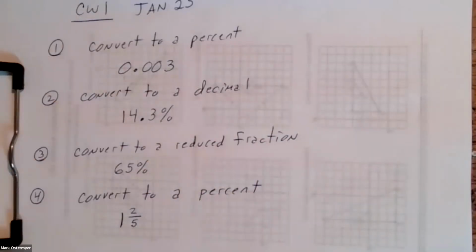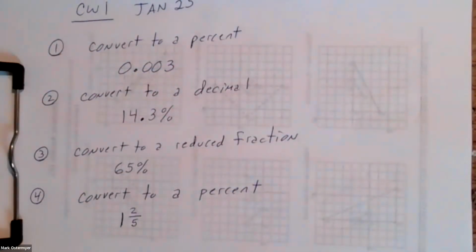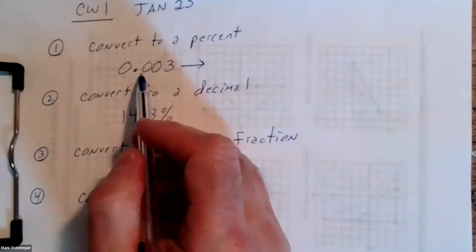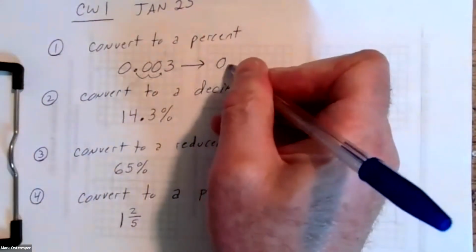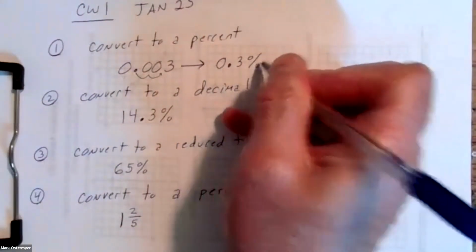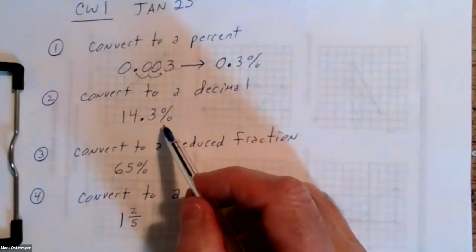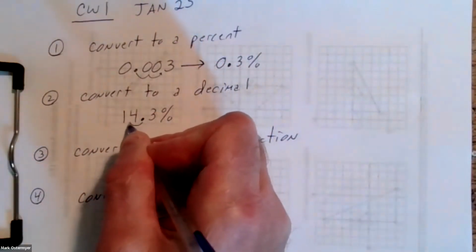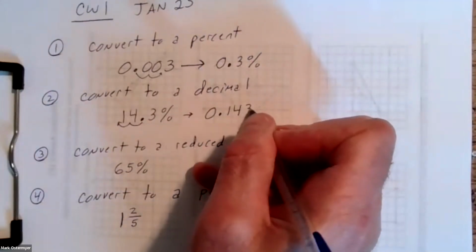All right, let's take a look at this here. What would 0.003 or 3 thousandths be as a percent? From a decimal to a percent, to the right we went. 2 places to the right. So it'd be 0.3%. Make sure you attach the percent symbol. 14.3% as a decimal. From a percent to a decimal, to the left we roll. 2 places to the left. 0.143, drop the percent symbol.